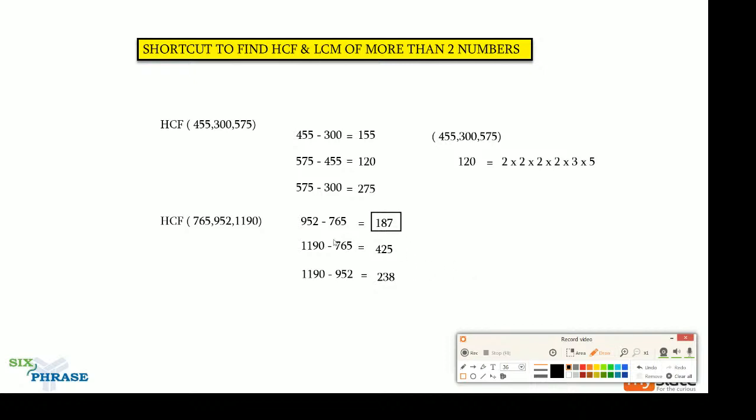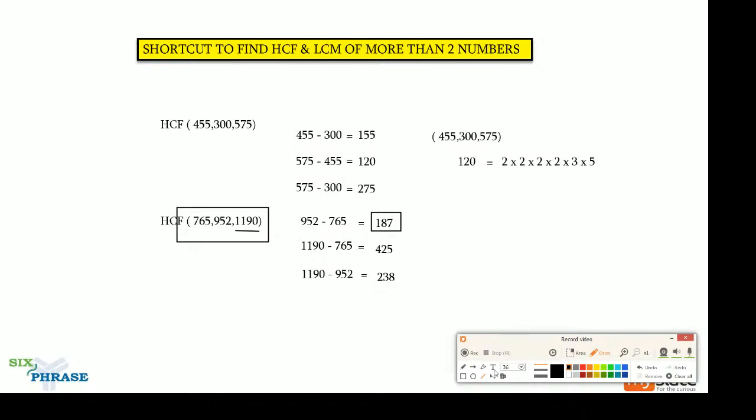Now, can this 187 divide all the three numbers? Now you have to look at clues. If you look at this number 1190, take off that 0, because you can multiply it by 10 later. So divide it by 10 now. Can 187 divide 119? No, right? 187 cannot divide 119. It is not possible. So 187 definitely is not the HCF. This is how you reason it out and find answers very quickly.